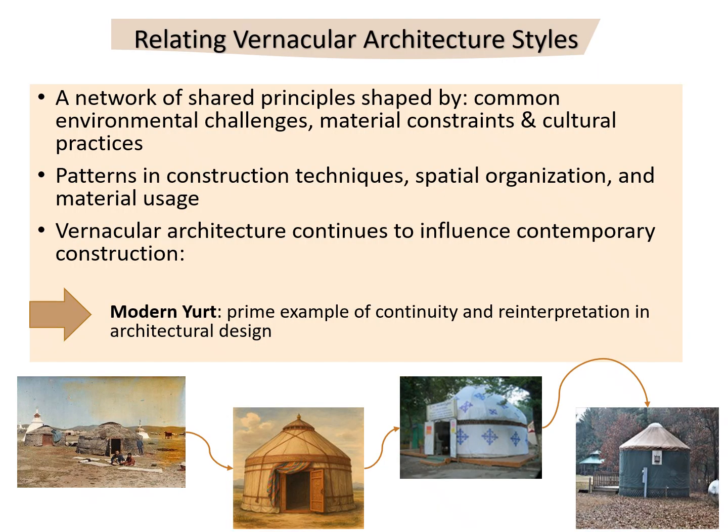Relating vernacular architecture styles across different regions reveals a network of shared principles shaped by common environmental challenges, material constraints, and cultural practices, despite variations in format and appearance. Drawing parallels among these styles uncovers patterns in construction techniques, spatial organization, and material usage that transcend geographic boundaries. These relationships are not merely superficial similarities, but arise from deeply embedded principles of adaptation and cultural expression.